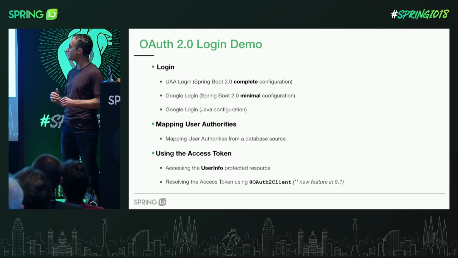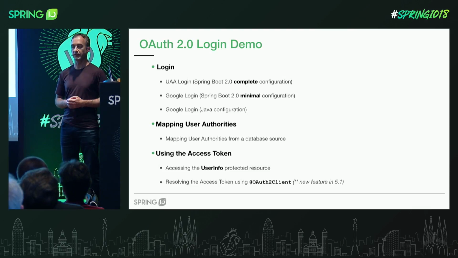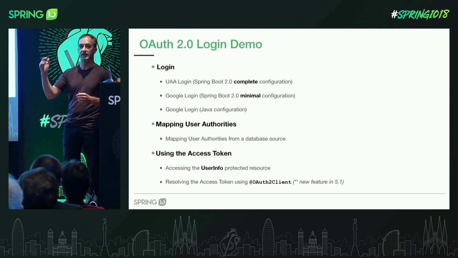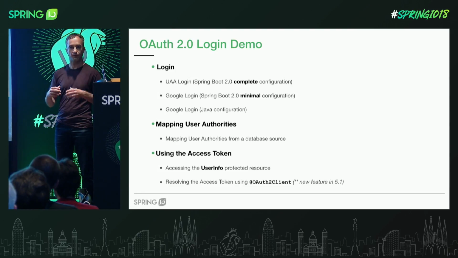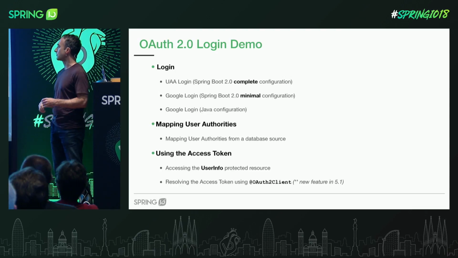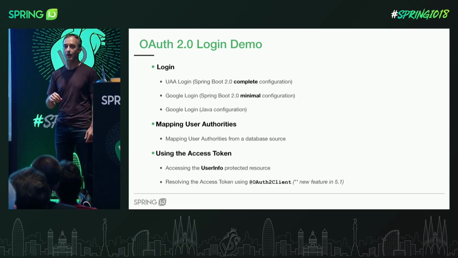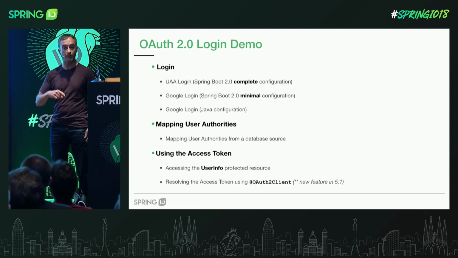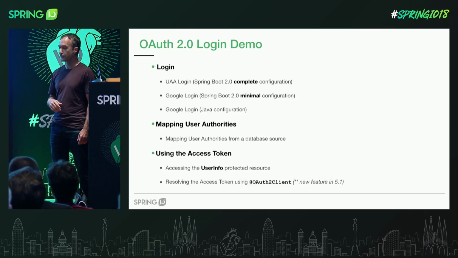And then the second step is Google. Now that I've authenticated with UAA, let's try Google. Let's see how quickly we could stand up another provider for authenticating within our application. We'll use Google, but we'll show the minimal configuration. What's the absolute minimal properties I need to set up to be able to authenticate with Google within my application?